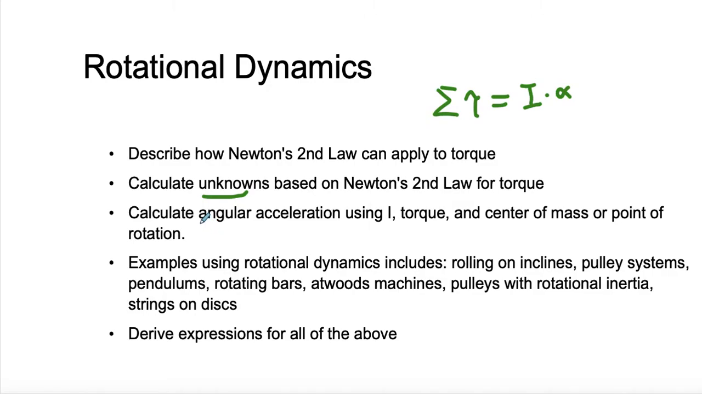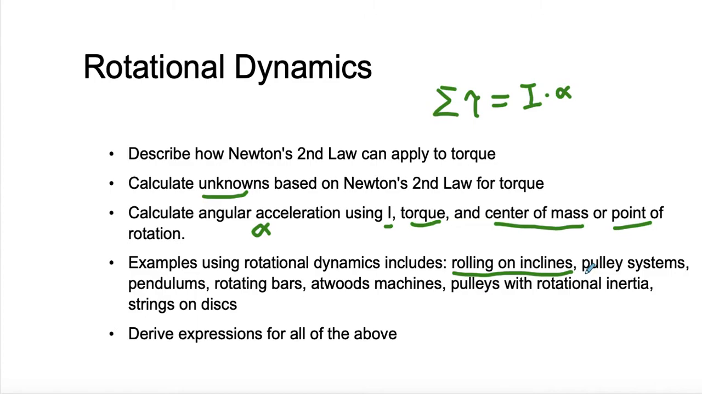So calculate the alpha, angular acceleration, using I and torque. You can see this stuff up here. Center of mass, or maybe a point of rotation. So you have to be able to decipher all of that stuff. And these are common examples. So you could be rolling down an incline, rolling without slipping, for example.